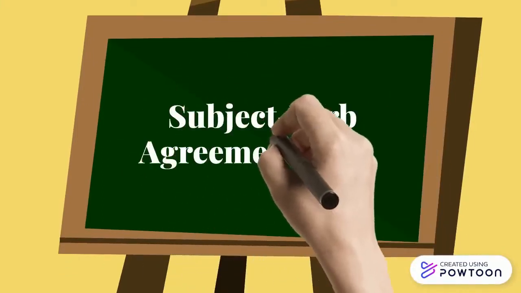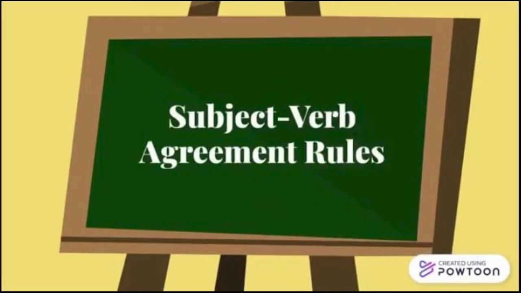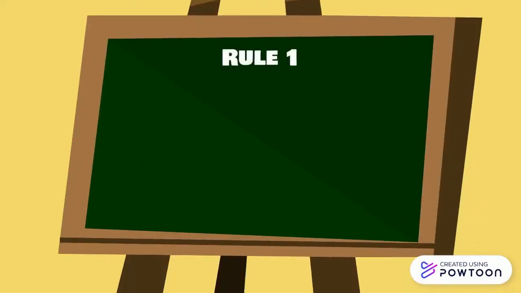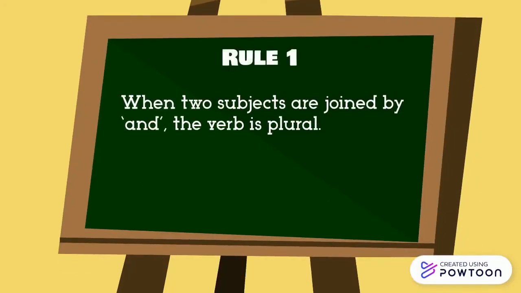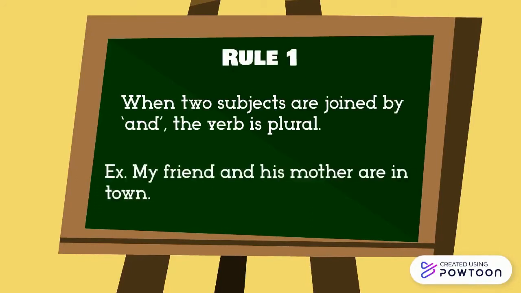Subject-verb agreement rules. Let's explore a series of subject-verb agreement rules required to answer questions based on sentence correction. Rule number 1. When two subjects are joined by and, the verb is plural. For example, my friend and his mother are in town.